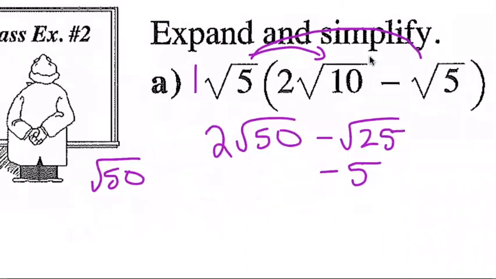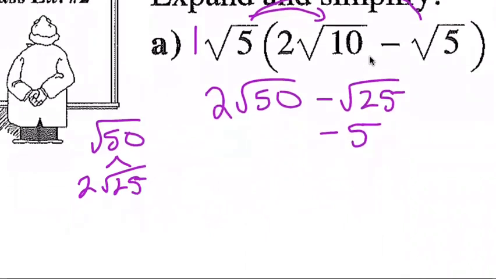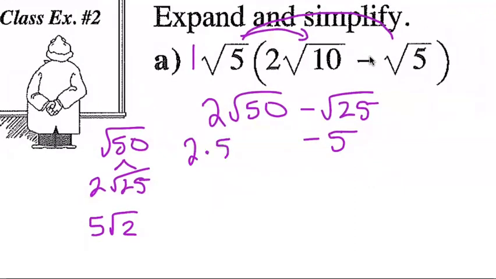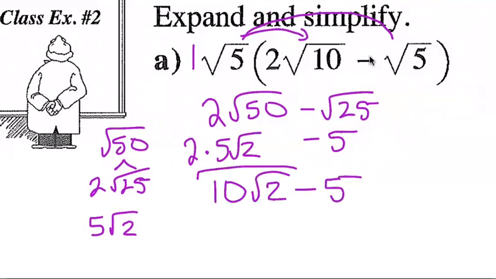But square root of 50, you should almost know now, is 2 times 25. That's a perfect square. So this is 5 square root 2. This is 2 times 5 square root 2, which is 10 square root 2, take away 5. And I can't combine that any further. That's exactly where that stays. There's no radical attached to the 5 anymore. So I would have to leave that as it is, simplified.